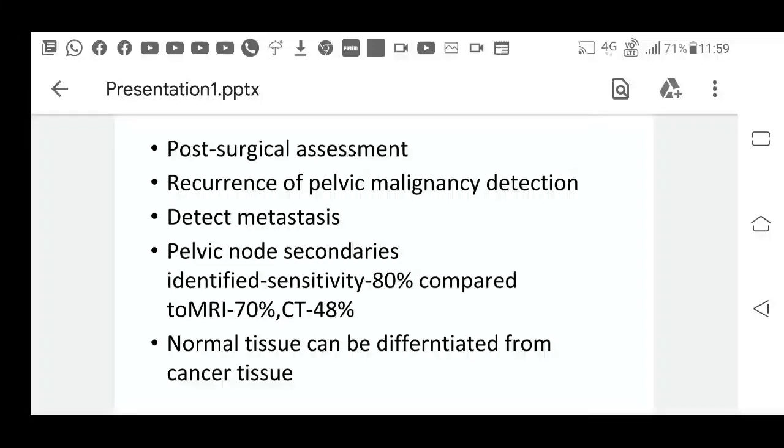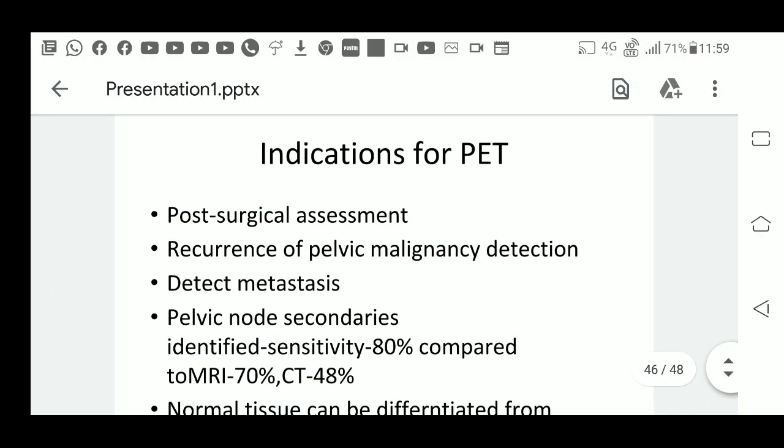Now, what are the indications for PET scan? The PET scan is useful to do the post-surgical assessment. After the surgery for any pelvic malignancy is done, we can do the PET scan to find out if there is any residual malignant tissue present.